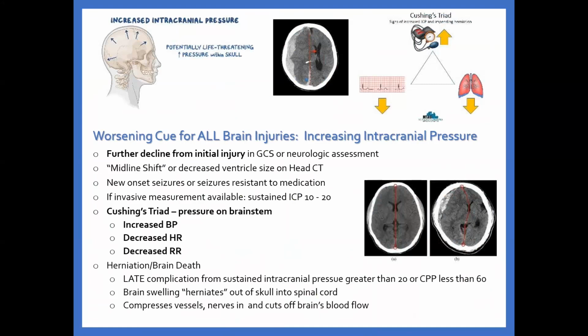It's not related to Cushing's disease at all. It just happened to be the same doctor, so he got to name everything. But Cushing's triad is increased blood pressure, decreased heart rate, and decreased respiratory rate. You'll have to just memorize that. They are the opposite of shock. Because isn't shock a decreased blood pressure, increased heart rate, increased respiratory rate?